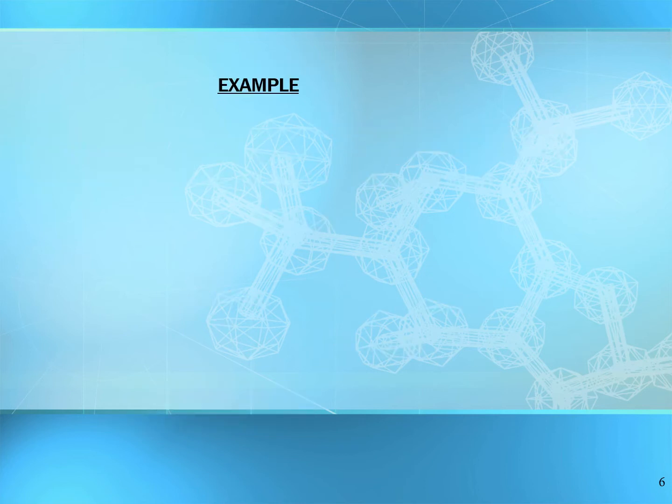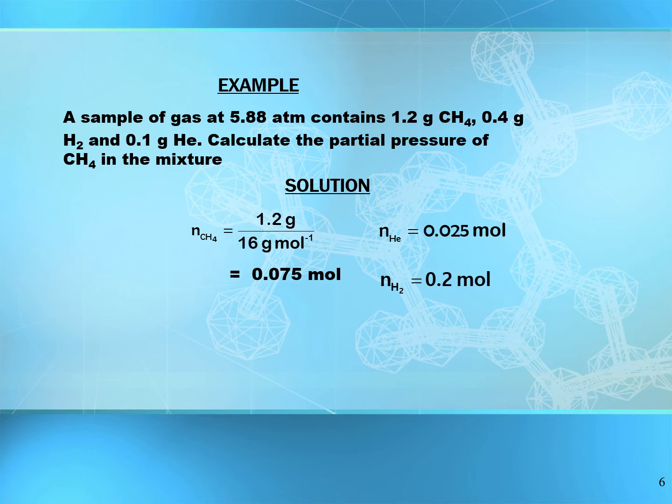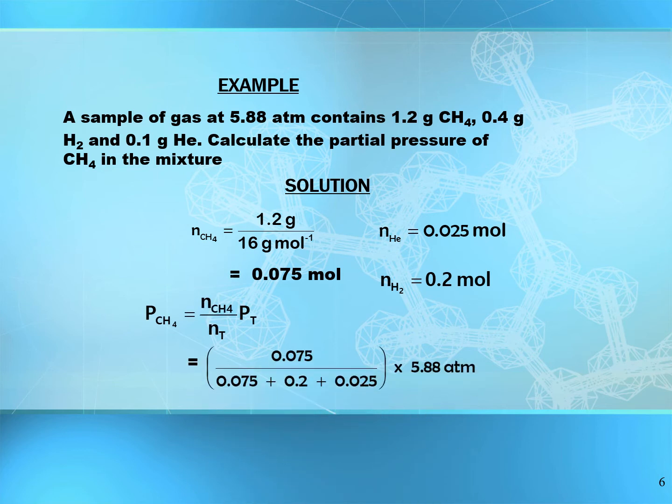Here is another example to determine the partial pressure of gases in the mixture. The only difference here is that you need to calculate the number of moles first because the masses of both gases are given. And then just follow the formula: partial pressure of a gas equals the mole fraction of that gas multiplied by total pressure.